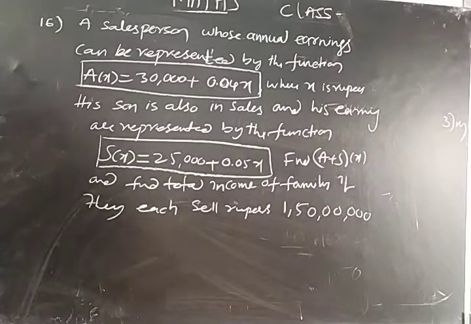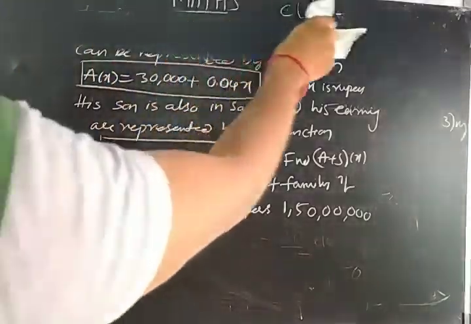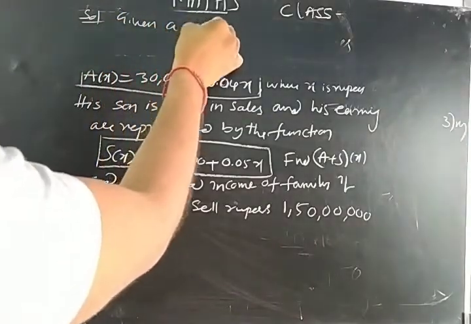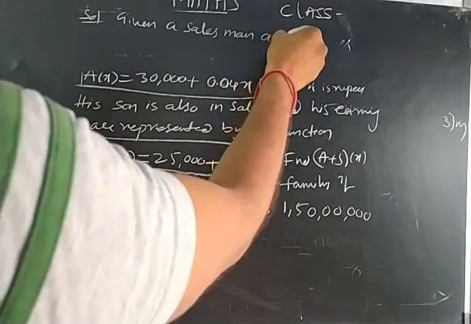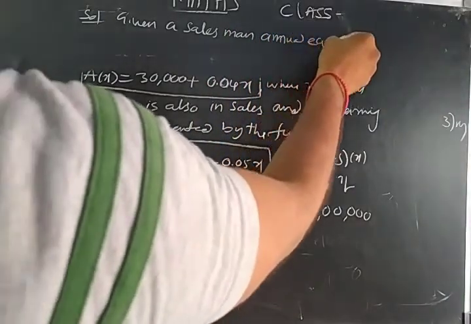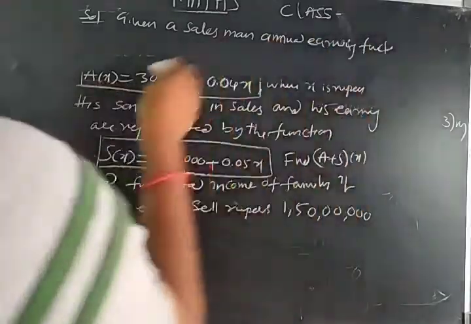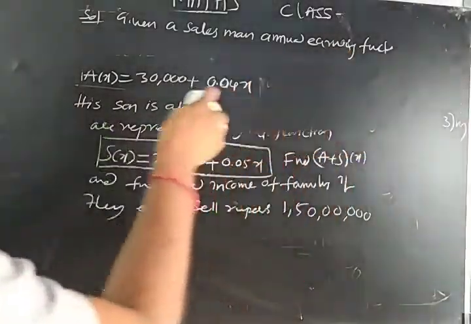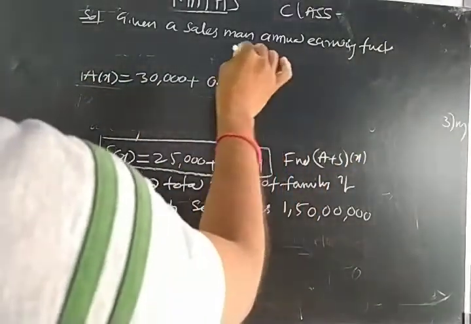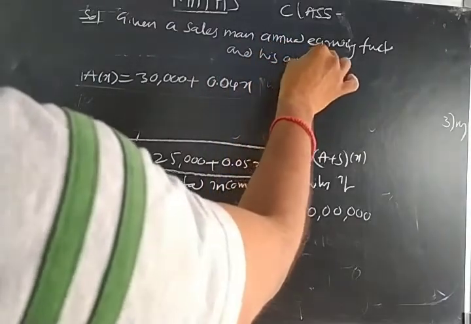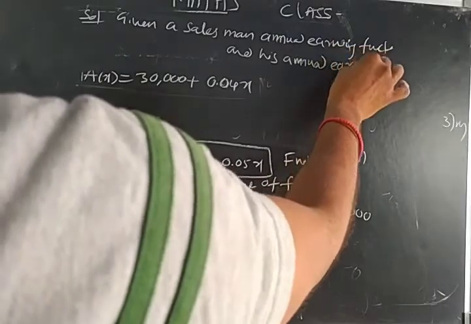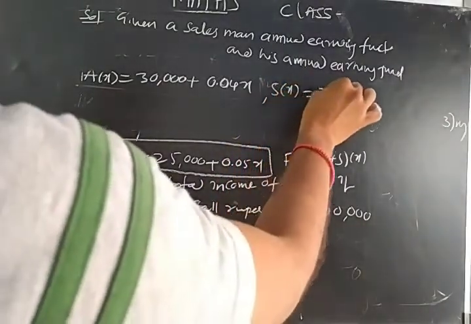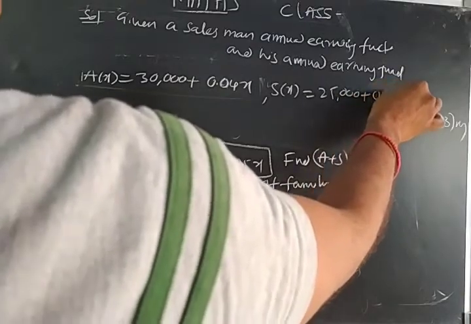Now I am writing the given information. A salesman's annual earning function is A of X equal to 30,000 plus 0.04 X, and his son's annual earning function S of X is equal to 25,000 plus 0.05 into X.